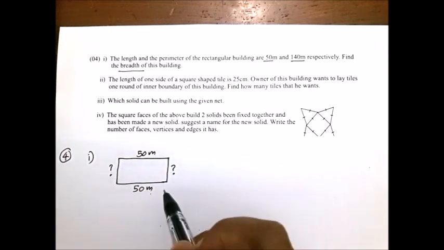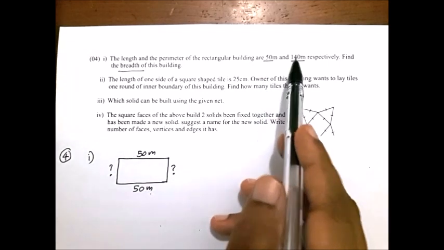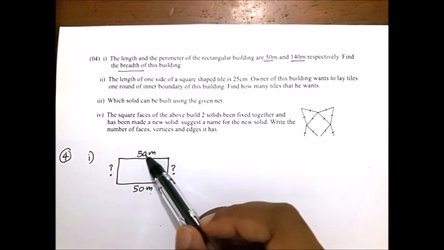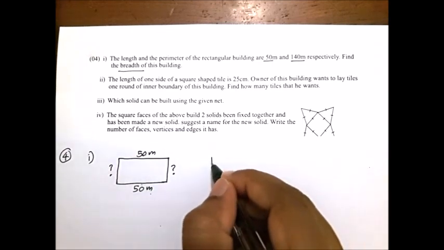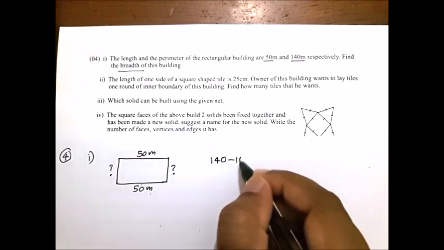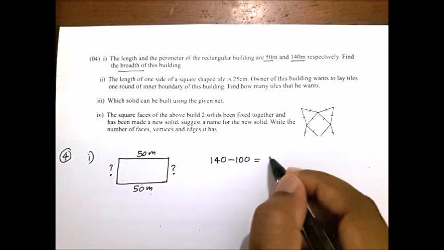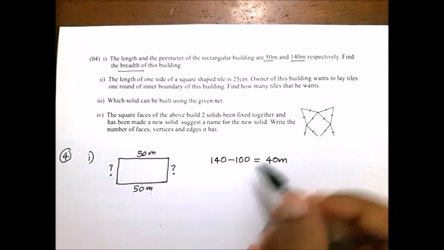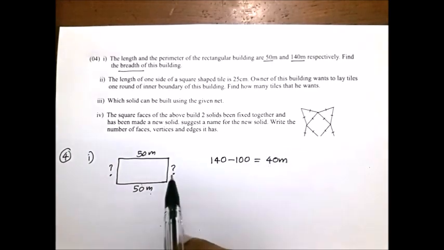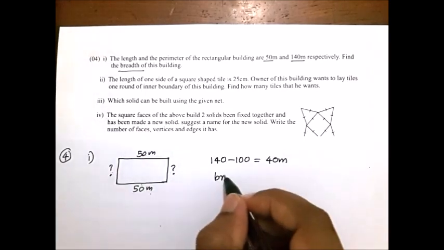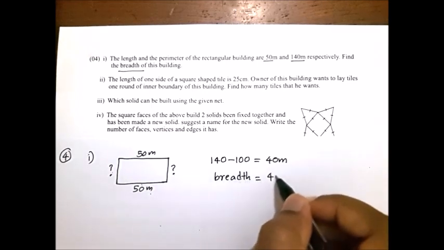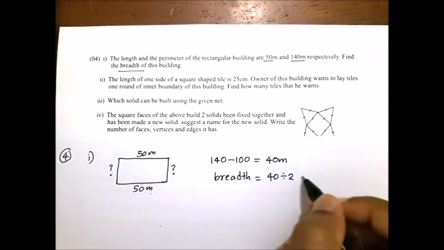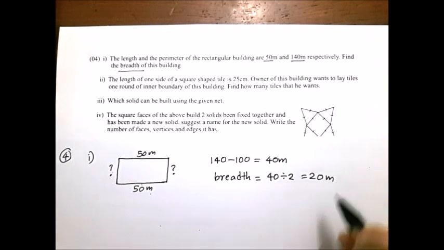When you add these four sides, it is equal to the perimeter, 140. But the sum of the lengths of these two sides equals 100. First subtract 100 from 140. It is equal to 40 meter. 40 meter equals the sum of these two breadths. So what is the value of the breadth? Divide 40 by 2. It is 20 meter.